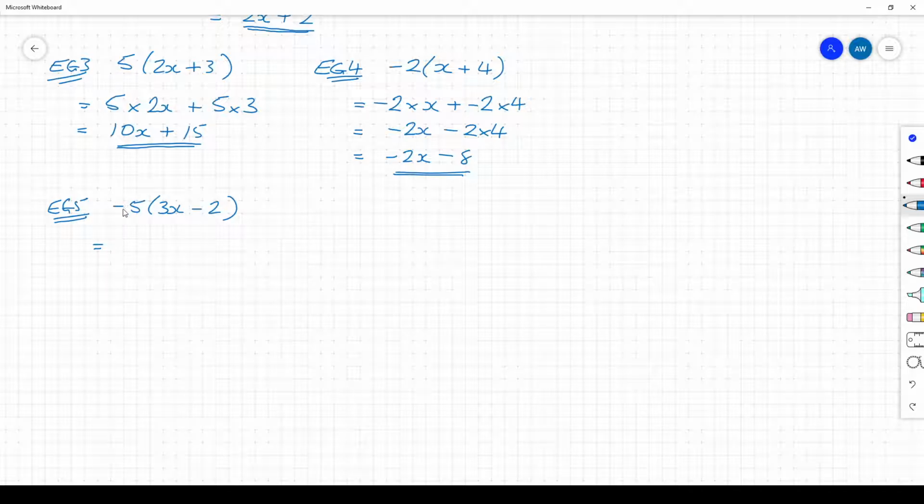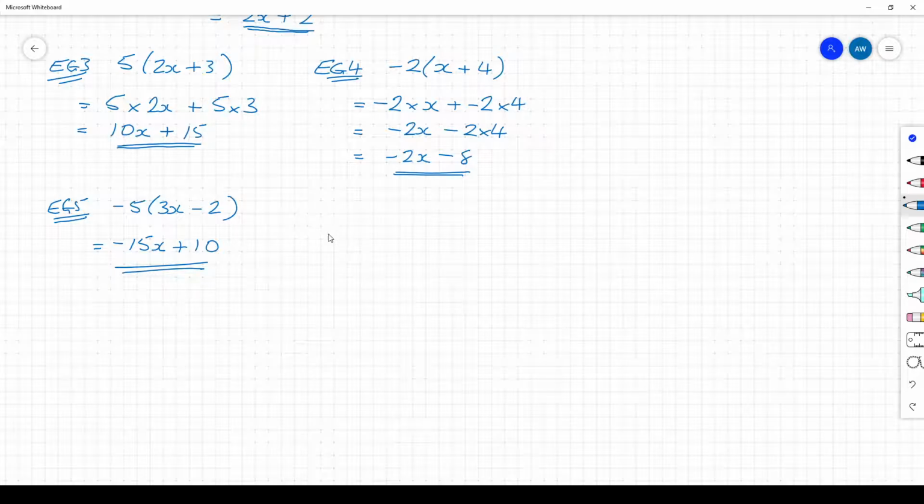So I do the signs first. Minus times a plus is a minus. 5 times 3x is 15x. Then I need to do minus 5 times minus 2. Minus times a minus is a plus. 5 times 2 is 10. Done. And that's the kind of thing you would do when you get experienced. You don't need to write it out in full like I was doing in the first 4 examples. That is just for you to see.